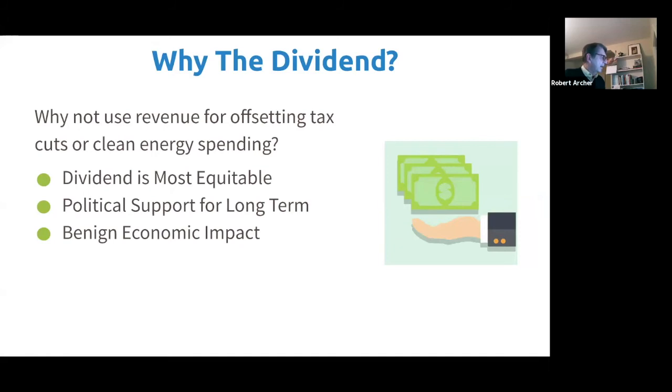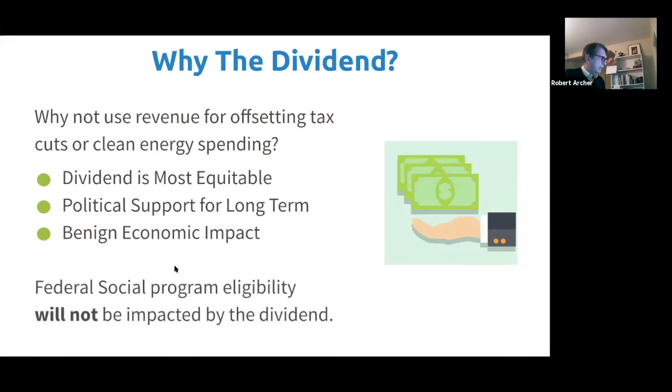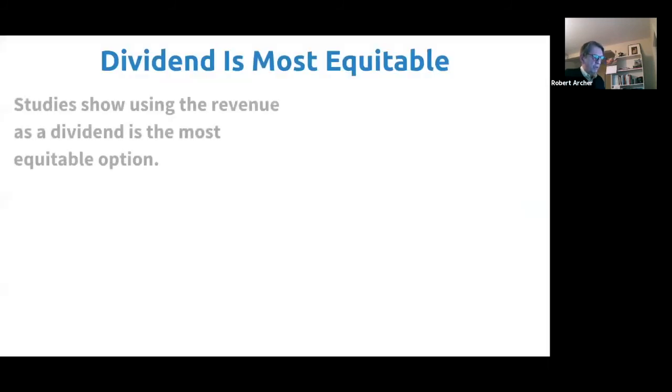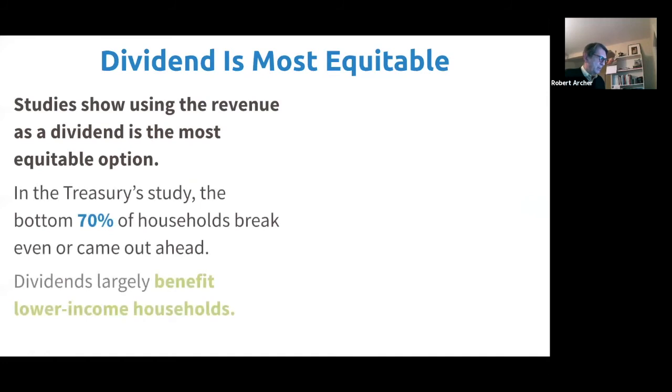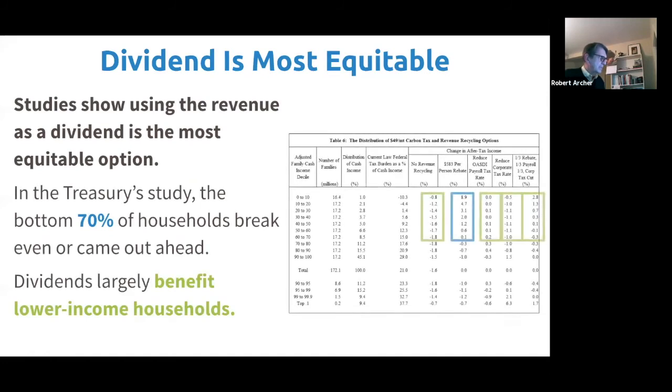This is a Department of Treasury table that shows that the bottom 2/3 of households generally break even or come out ahead. Their dividend equals or exceeds the increased cost of energy and products. It disproportionately benefits lower income households.